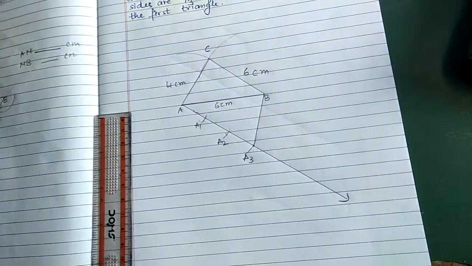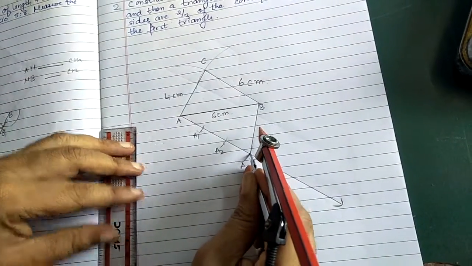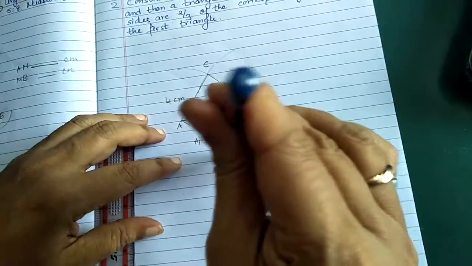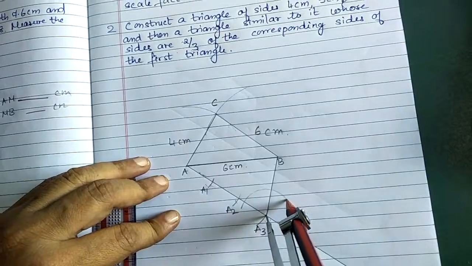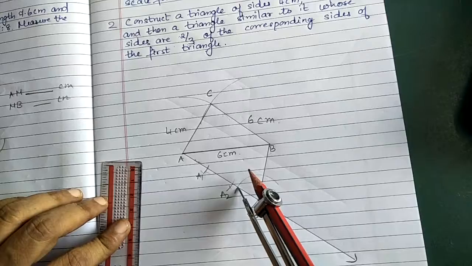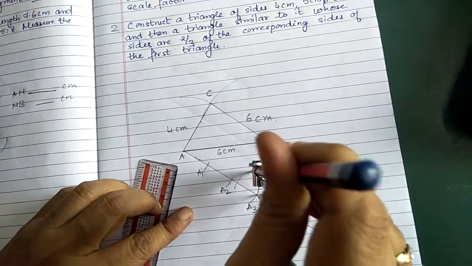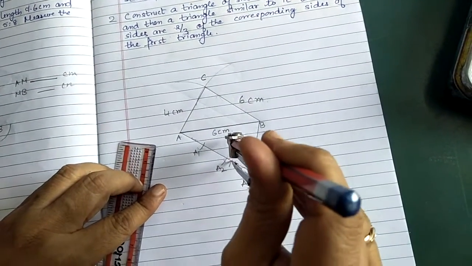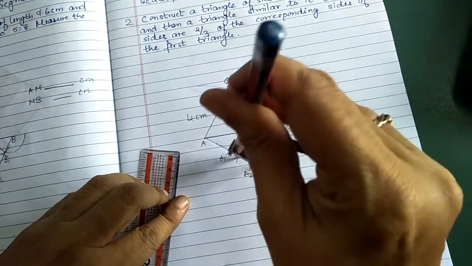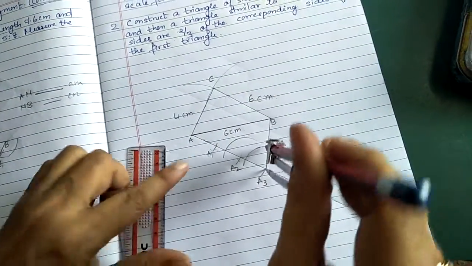Okay, now after joining that, take any radius, whichever you want, put your compass here, any radius. Okay, but keep the radius fixed. Draw an arc like this which intersects this line. Now the next point, don't change the radius. Draw another arc. Just see that the radius is not changed for both of these.